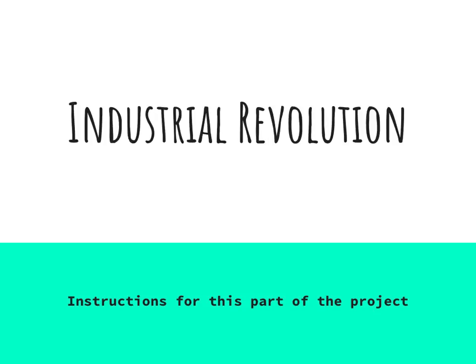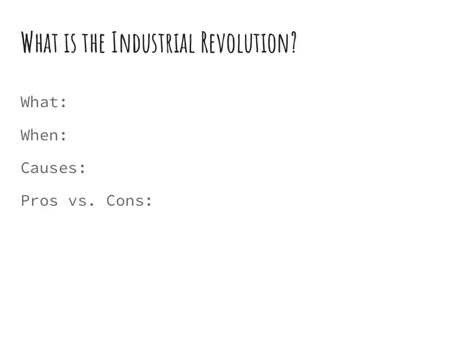We are going to finish up our work on the Industrial Revolution today. So this short video will be instructions for this part of the project. First, on the white piece of paper on the Industrial Revolution section, make sure you have these 4 pieces of information complete. What is the Industrial Revolution? When did the Industrial Revolution occur? What were some of the causes of the Industrial Revolution?